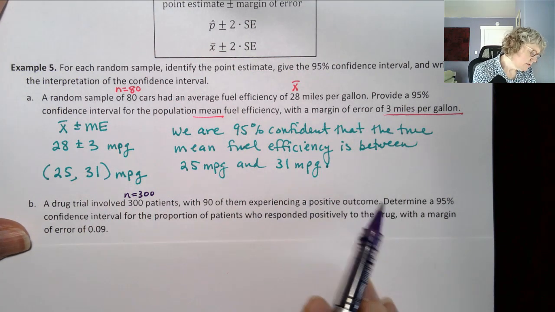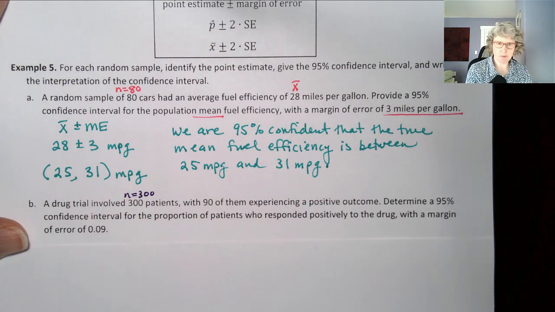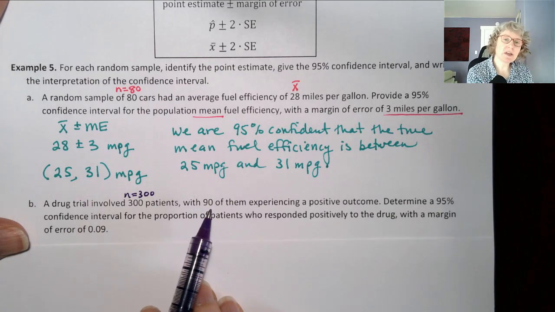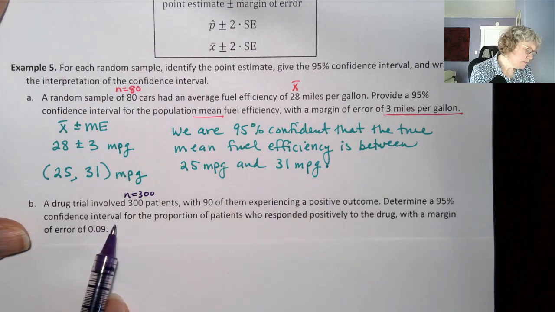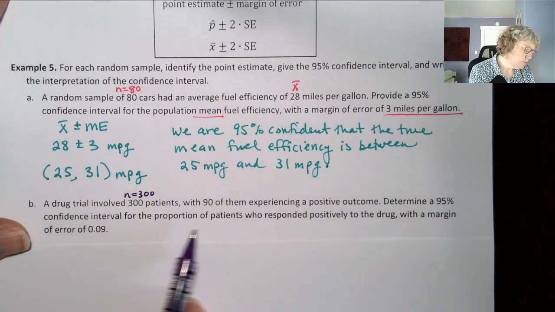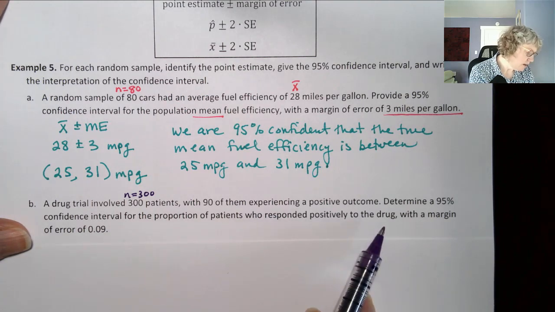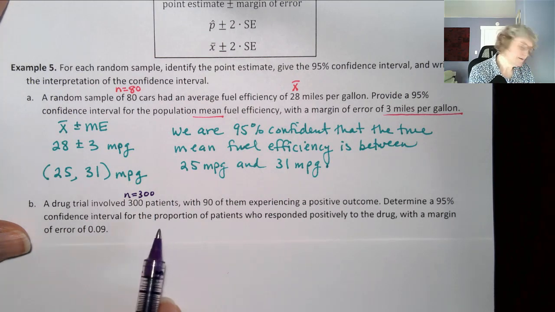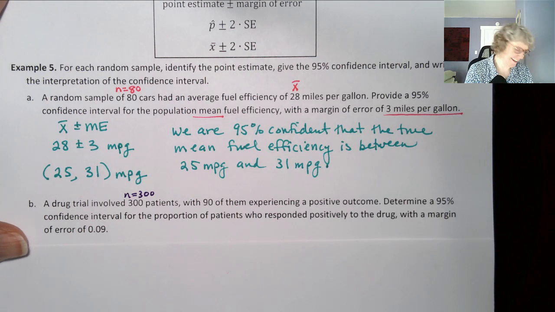Okay, so positive versus negative, right? So this is a proportion. So we're going to have to calculate our proportion this time because they didn't give it to us in a percentage, they gave us a number. Determine a 95% confidence interval for the proportion of patients who responded positively to the drug with a margin of error of 0.09. Okay, say that 10 times fast. Proportion of patients who responded positively.